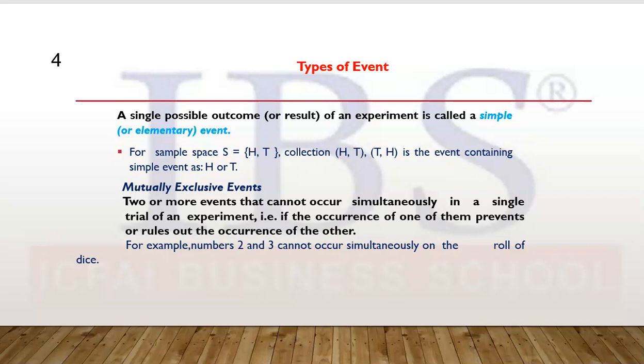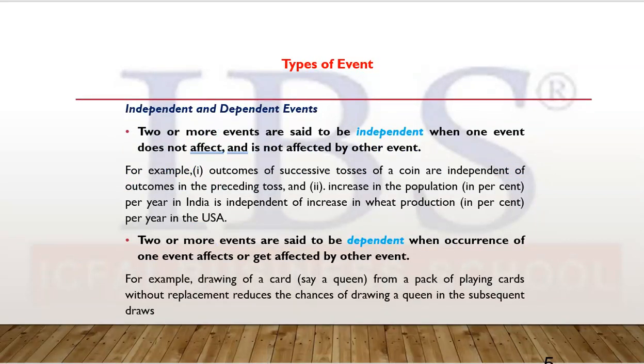Now mutually exclusive events are two or more events that cannot occur simultaneously in a single trial of an experiment. So when you toss a coin, either it will be a head or it will be a tail. If you throw a dice, it can either be a number 2 or a number 3. Two numbers cannot come. So all those events which cannot occur together are called mutually exclusive events. That is, the happening of one event excludes the happening of the other. These are what mutually exclusive events are.